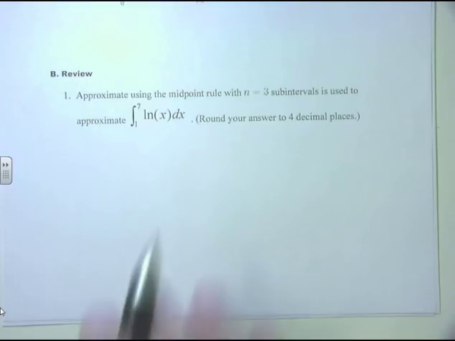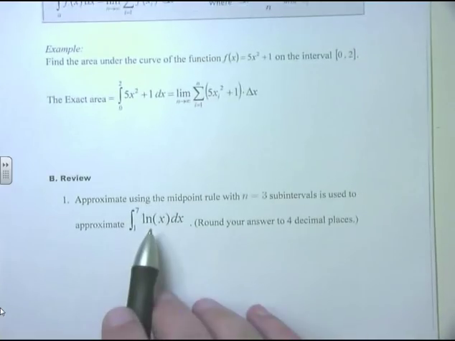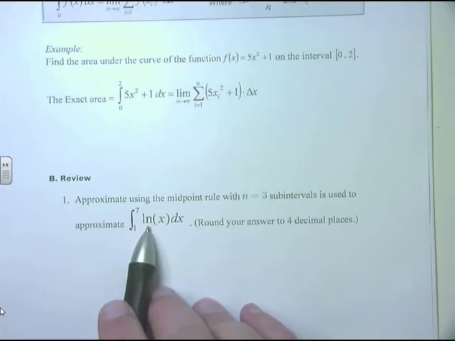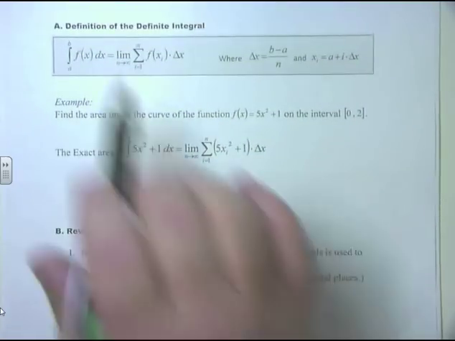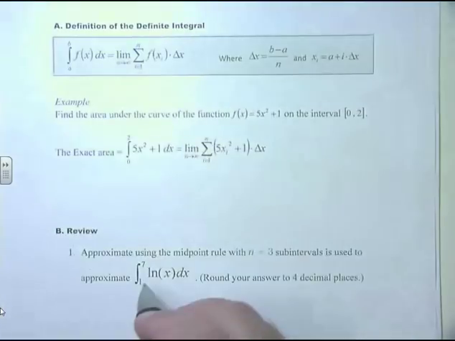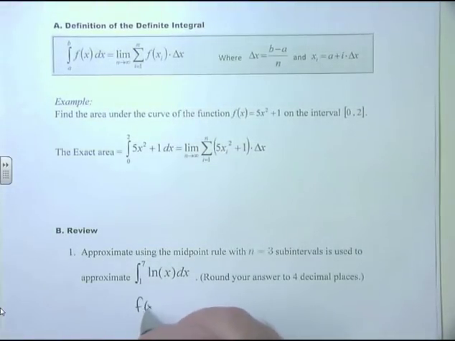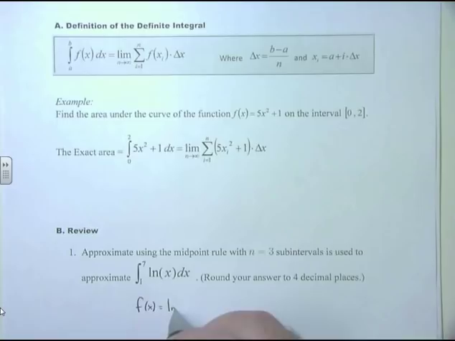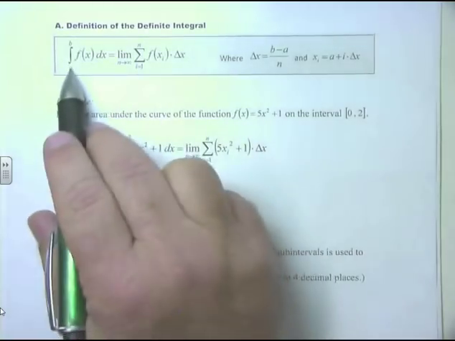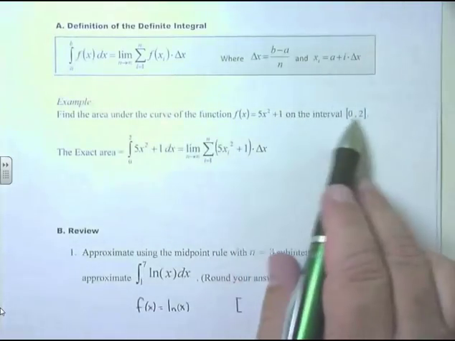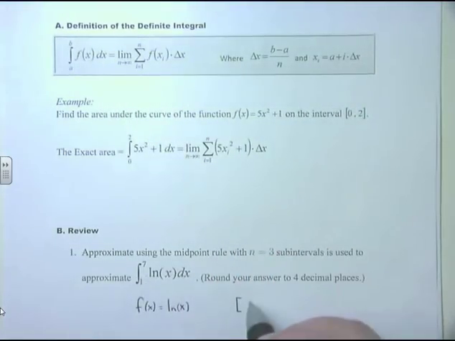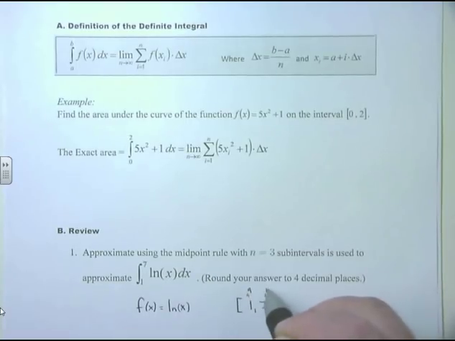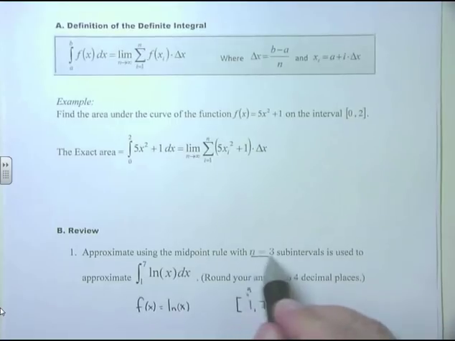All right, so they are writing it as an integral, but they're asking me to calculate this as a Riemann sum. So I have to identify the function. f of x is going to be the expression on the inside, that'll be the natural log of x. My bounds, a to b, is that interval, so a is equal to 1 and b equals 7. And they're telling me what n is. n is equal to 3.